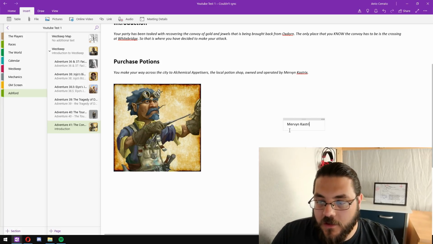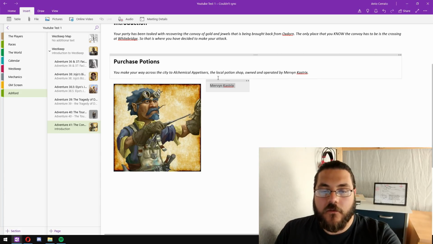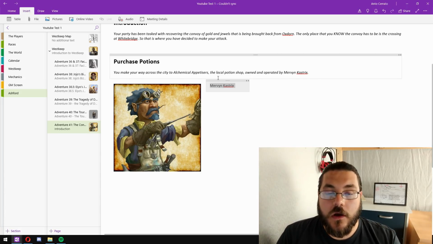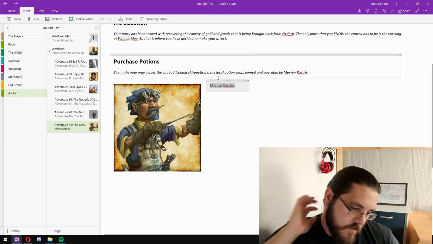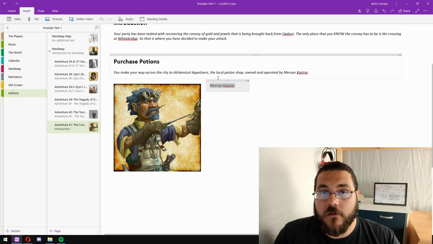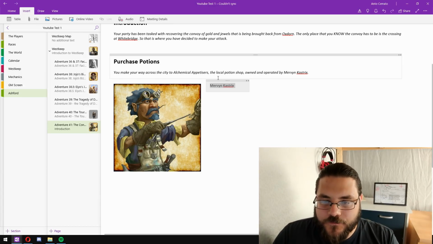We might put a little bio for him here, just so that when we're running the session, at a glance, we have the picture of him, so I can describe him to my players, and then also a very small bio with maybe some of his personal traits, his likes, his motivations, anything I think might be relevant to the players in that session, I can put here in bullet points so that I don't forget it.